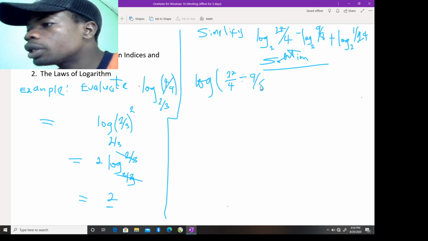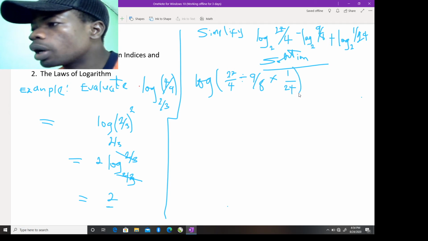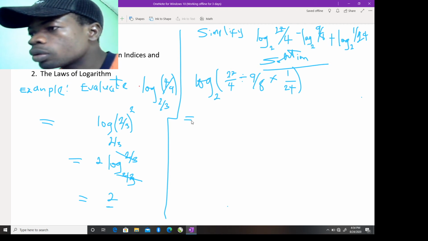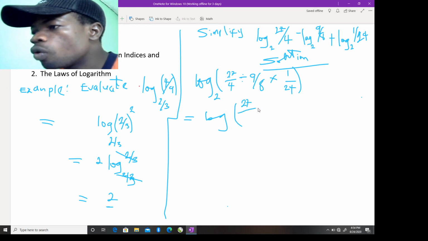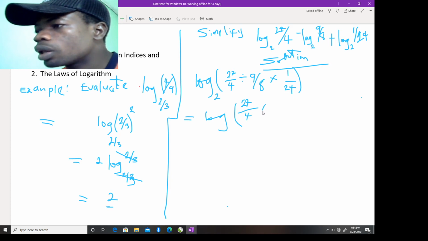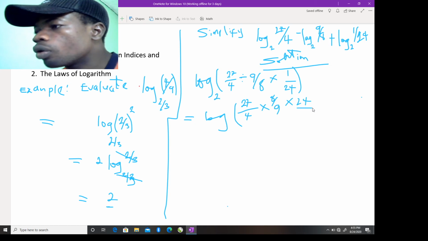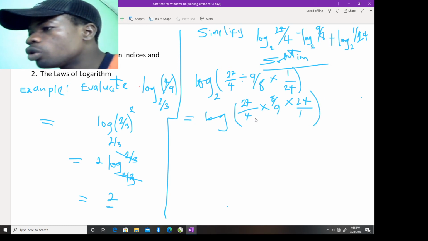9 upon 8, then times 1 over 24, close the bracket, everything in base 2, and that becomes what? That becomes log, open bracket, 27 over 4 times 8 over 9, then times 24 over 1. So what do we have?